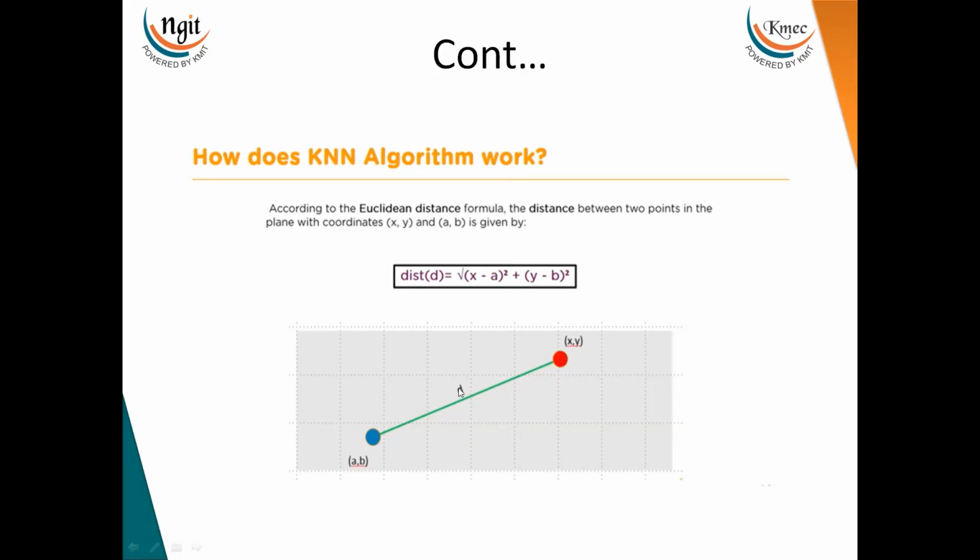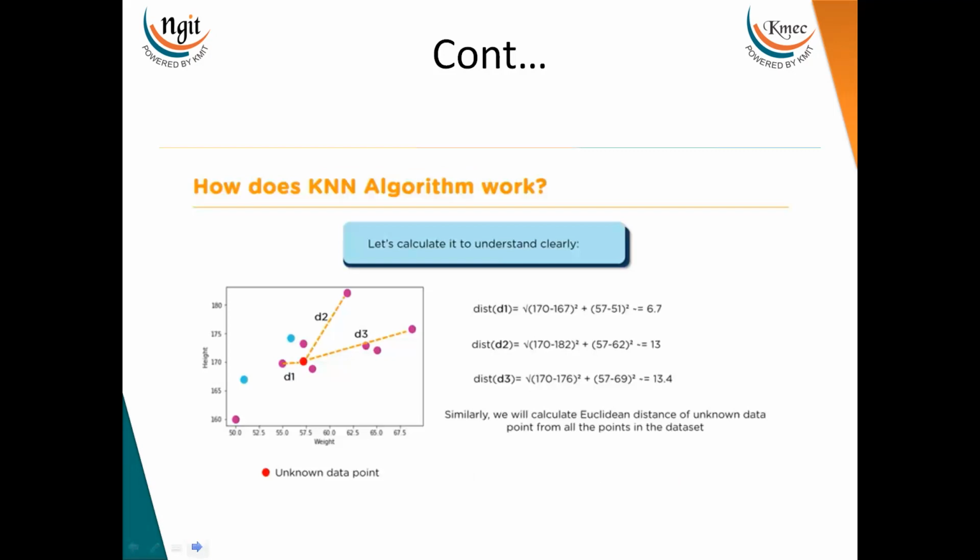So this is nothing but my formula of Euclidean distance. We'll implement this and find the distance of each data point. This is my new data point, and now I want to find how far this data point is from all the data points available in my data set. So I'm finding the distance.